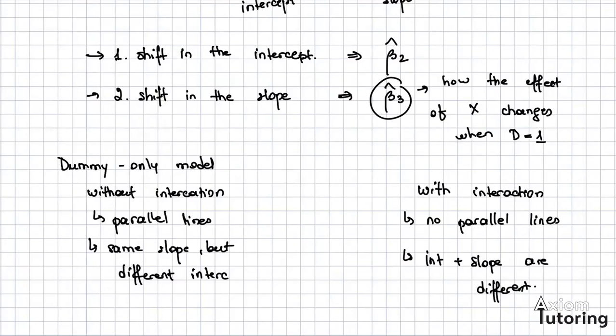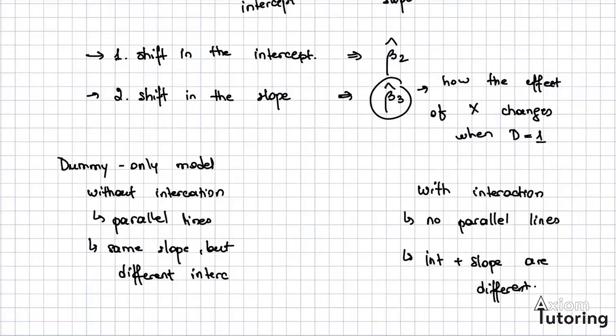Now, keep in mind that if beta 3 is actually equal to 0, then the interaction is adding nothing. The lines are still parallel, and you'll be back to basically the dummy-only model. This is a very useful special case that you will have to keep in mind, especially if you have to draw the graphs for the fitted lines.